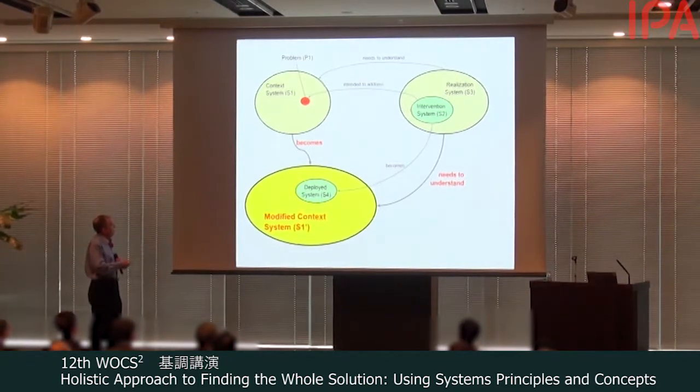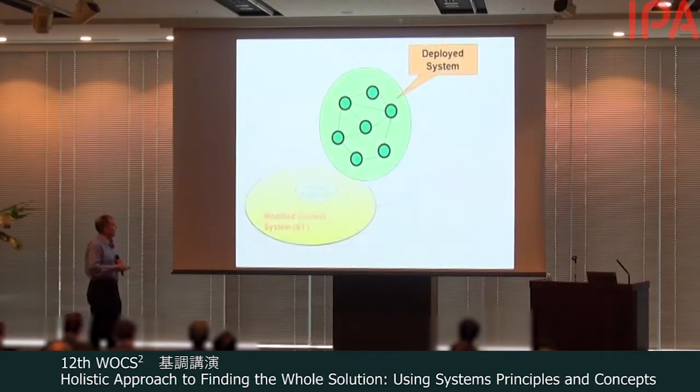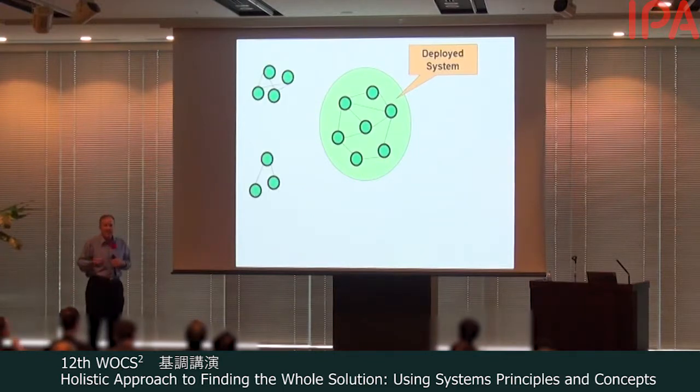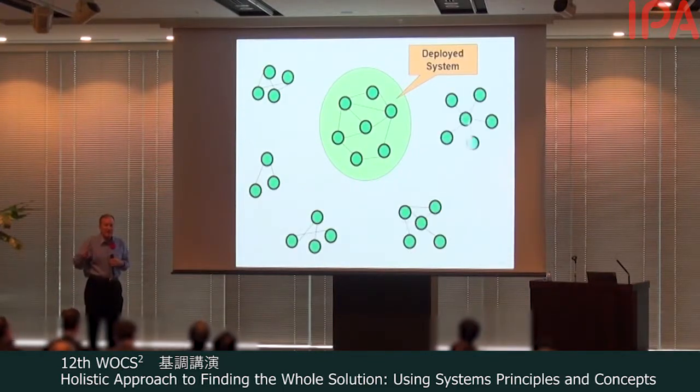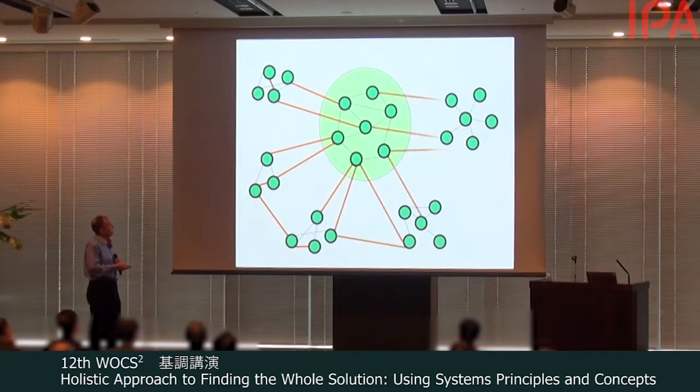So when you deploy the system, the context you started with becomes modified. So the realization system needs to understand the original context, but also needs to do a projection to the future of how my intervention in this problem will modify the context, because you may actually cause additional problems by changing the context in a way that you did not anticipate. So let's say this is your deployed system. When you deploy it to the context, this thing in the new context will modify the way everything else works.